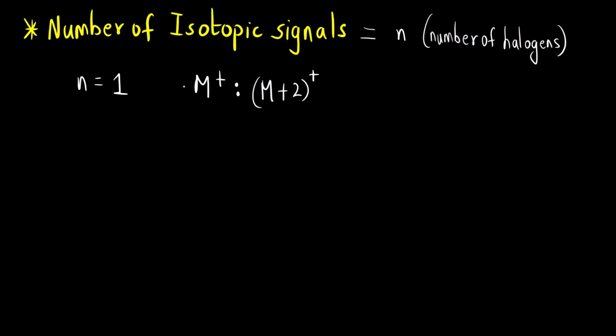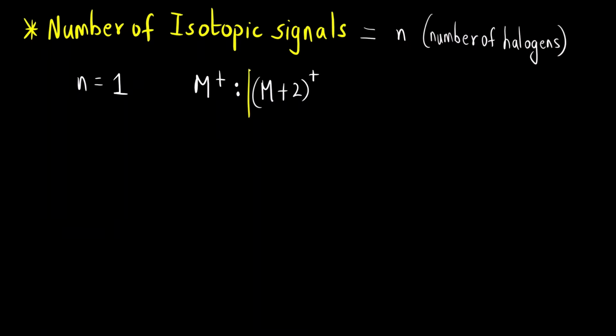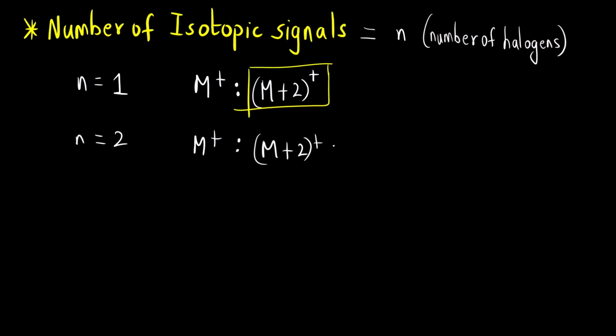Okay, M plus is going to remain constant, that we will see in all the spectra. This is the isotopic peak. Here it is one halogen, so we'll get one isotopic peak. Now suppose there are two halogens, n is equal to 2, then we will get a total of three peaks: one molecular ion peak and the remaining two isotopic peaks, M plus 2 and M plus 4. These are the isotopic peaks.